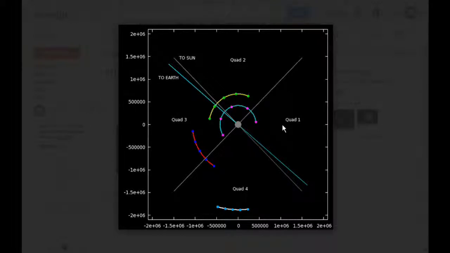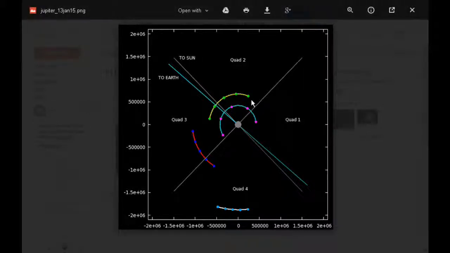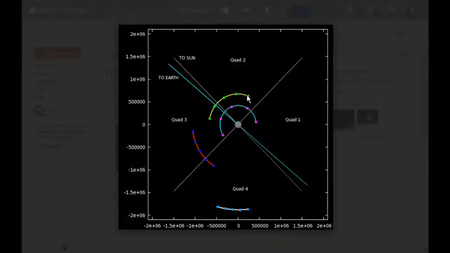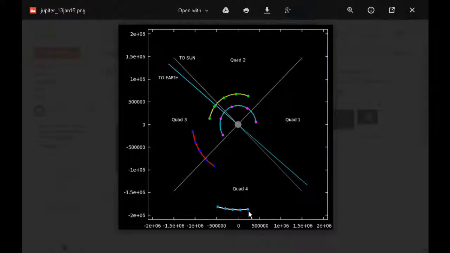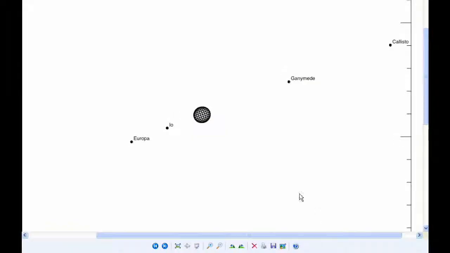So, at 0 hours UTC, Io begins the day in quadrant 1, heading east, and the heading east is from the Earth's perspective, which is in this direction along the blue line. The Sun's direction is along the gray line here. At 0 hours, Europa starts the day in quadrant 2, heading west. Ganymede spends most of the day in quadrant 3, heading west, and Callisto spends all day in quadrant 4, heading east. And that's the Earth's point of view at 0 hours.